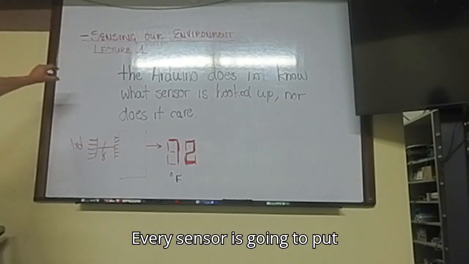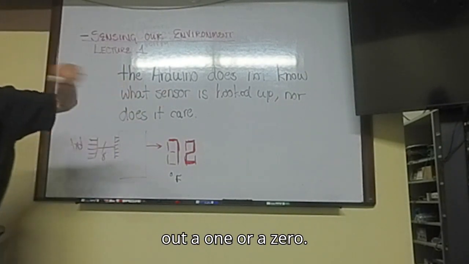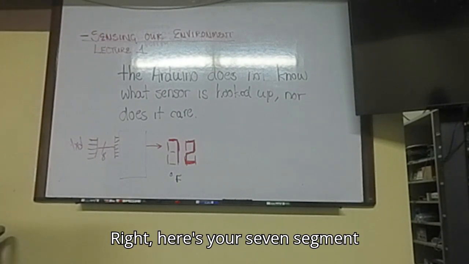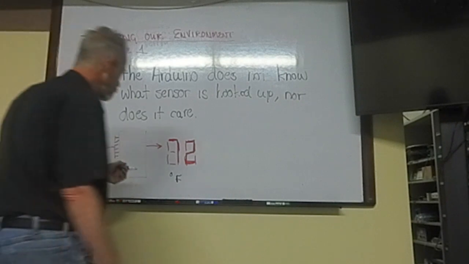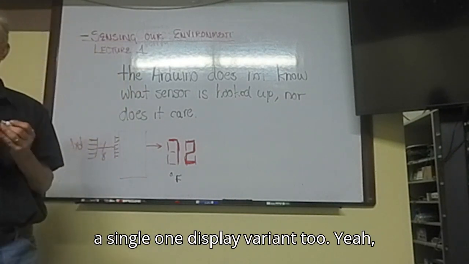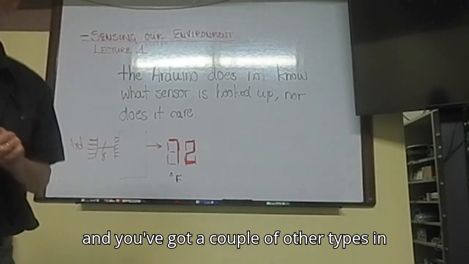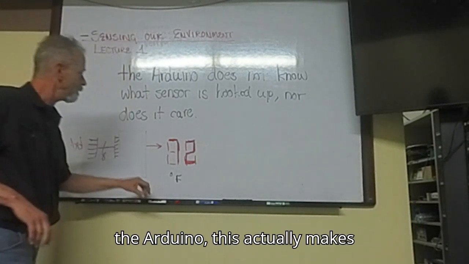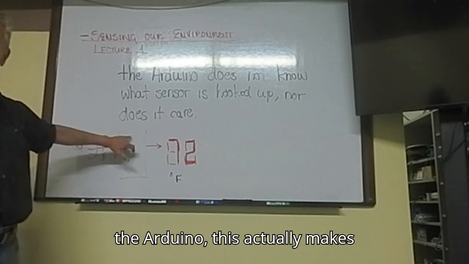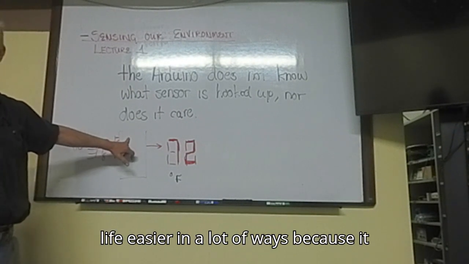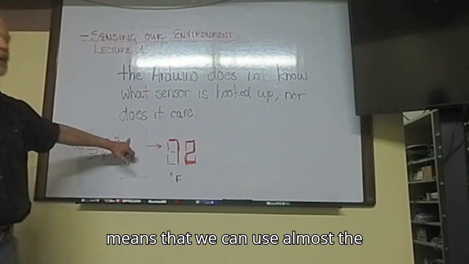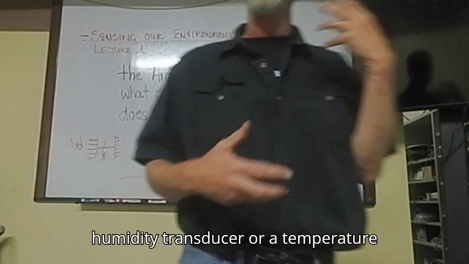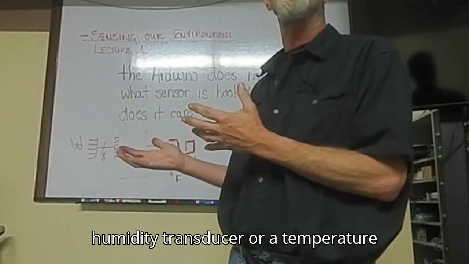Every sensor is going to put out a 1 or a 0. That's how I was getting this out. There are your 7-segment displays. There's also a single-digit display variant too. Yeah, and you've got a couple of other types in there too. So anyway, this actually makes life easier in a lot of ways, because it means that we can use almost the same program to represent a humidity transducer or a temperature transducer.